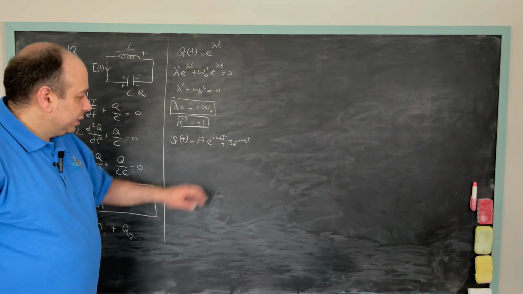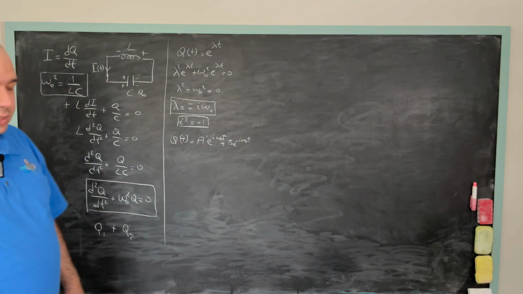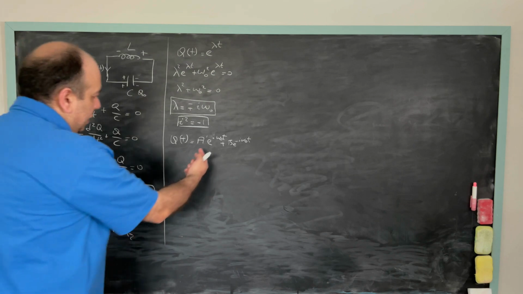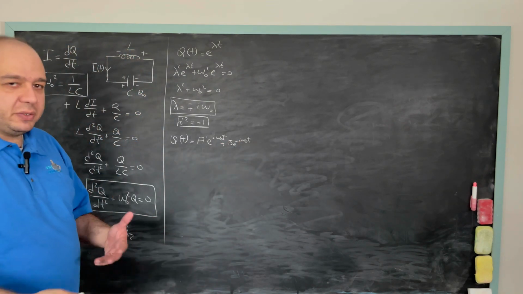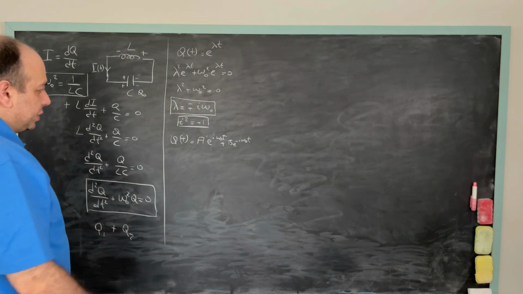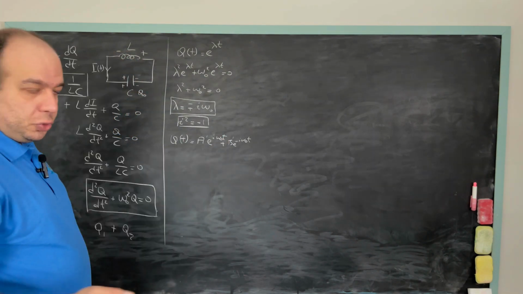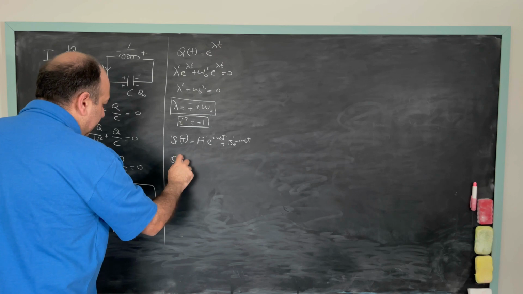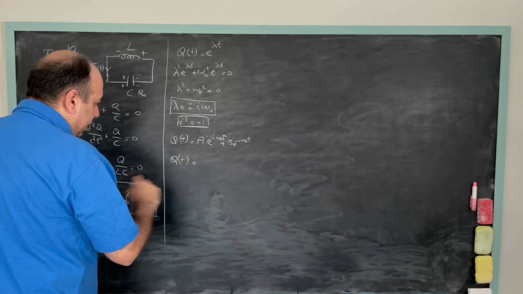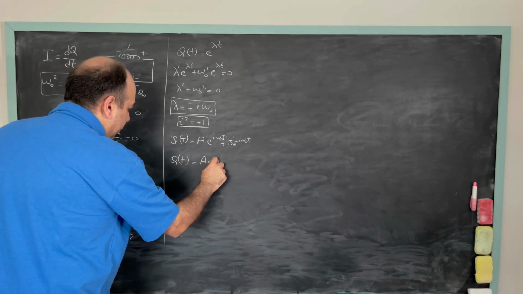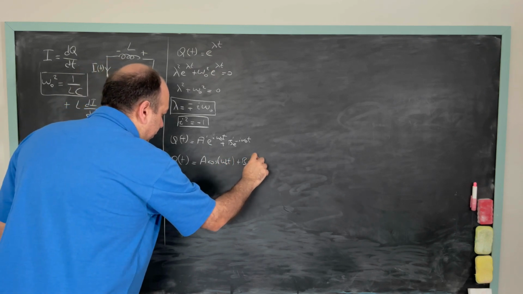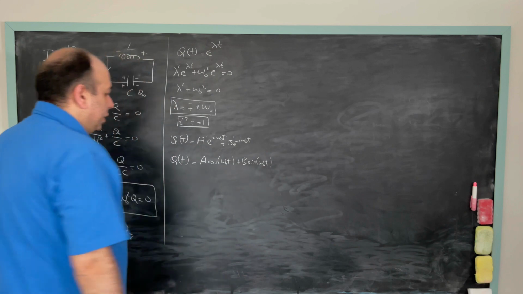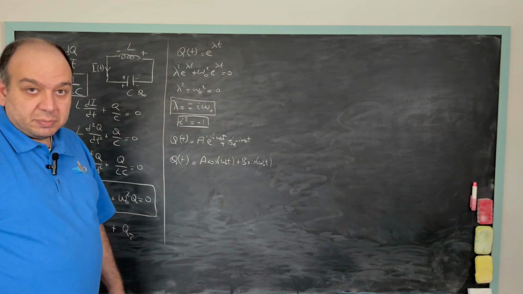And this is my general solution for this equation. So e to the i omega naught t or e to the minus i omega naught t can be written in terms of sine and cosine functions. So let's call it b prime. Q of t can equally be written as A times cosine omega naught t plus B sine omega naught t. Either one of these solutions can be used.